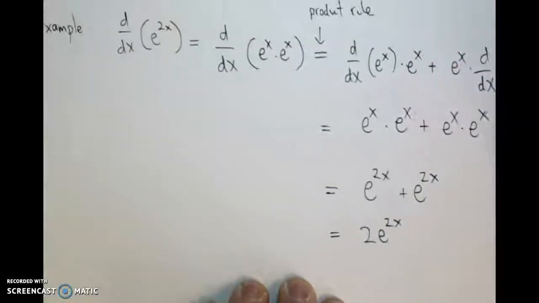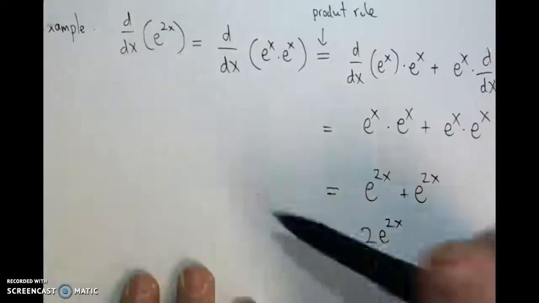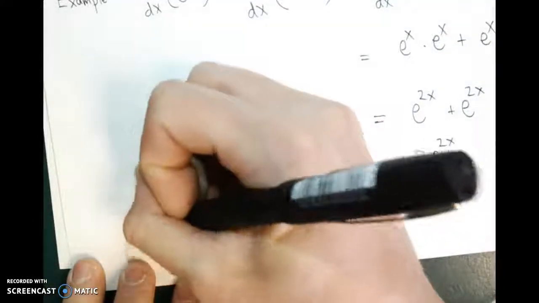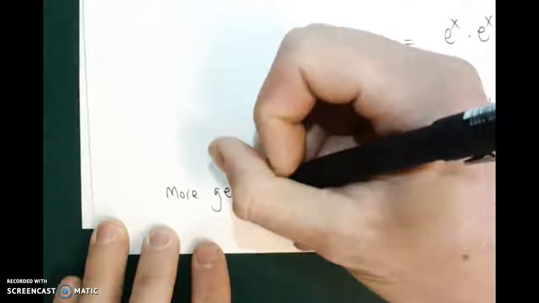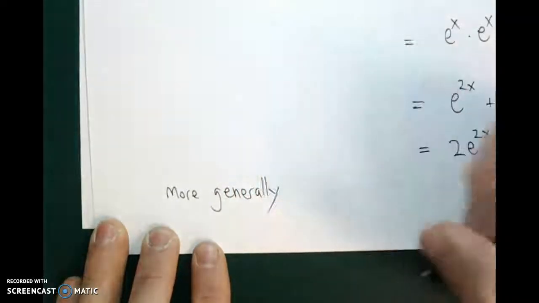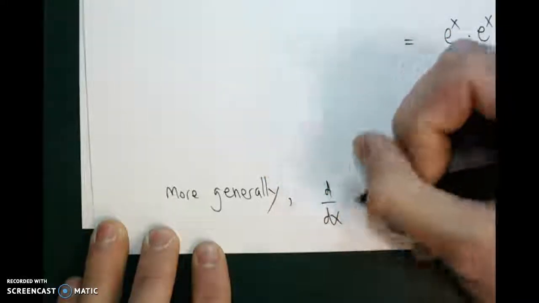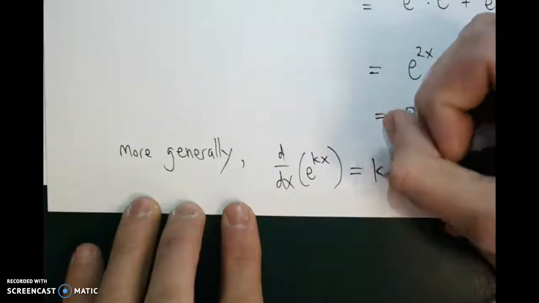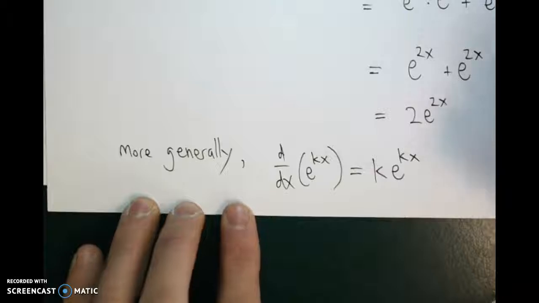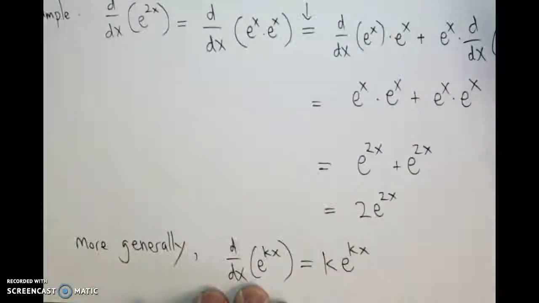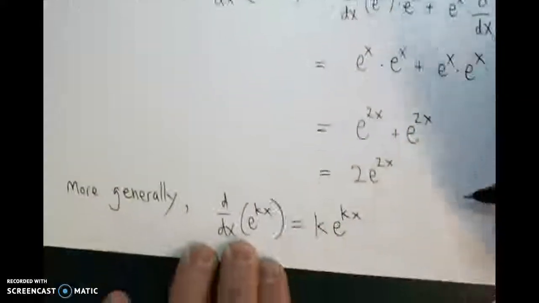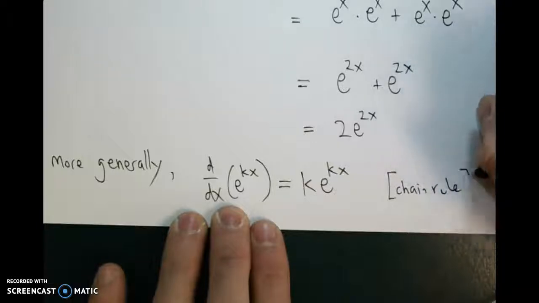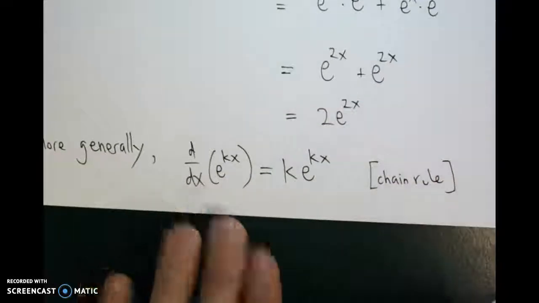So we just showed in this example that the derivative of e to the 2x is equal to 2e to the 2x. And more generally, what do you think the rule should be? Well, the derivative of e to the kx is going to equal k e to the kx. If you want to prove this without the product rule, we used product rule here, this actually follows directly from the chain rule. If you don't like the chain rule, though, you could prove it just as I did up here.